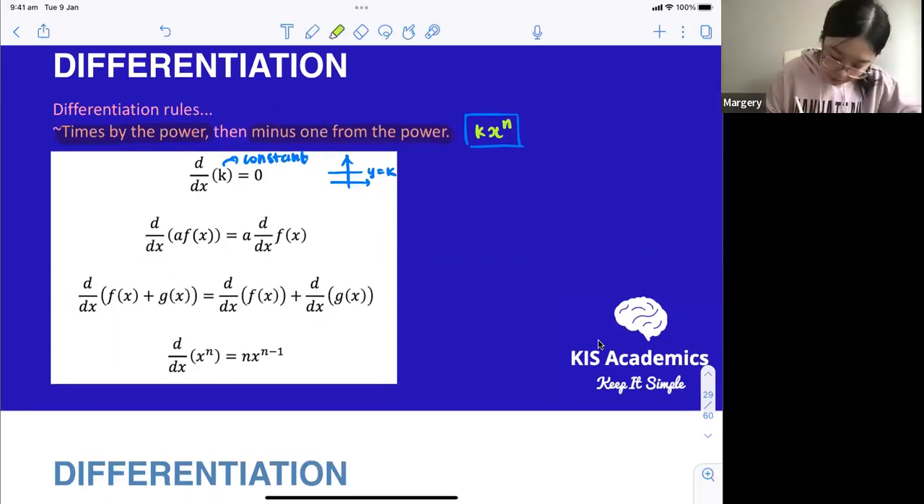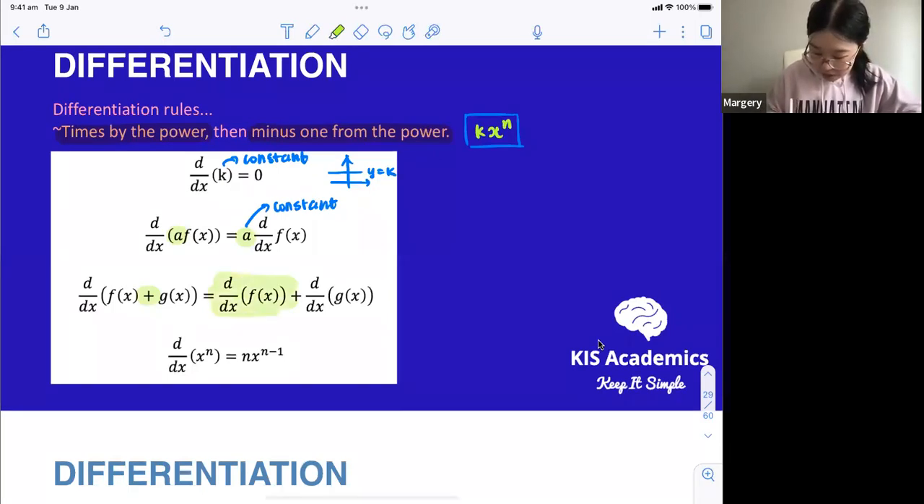Similarly, we have the derivative of a times f of x. I can bring out the constant a to the front and derive f of x and multiply that by my a. So this is only when a is a constant though. If we have two functions added together, so f of x plus g of x, and we wanted to find the derivative of that, we can split it up into these two parts. So derive f of x and then add the derivative of g of x. And the sign here is plus. If it was f of x minus g of x, we can do the same thing. It would just be minus between the two.